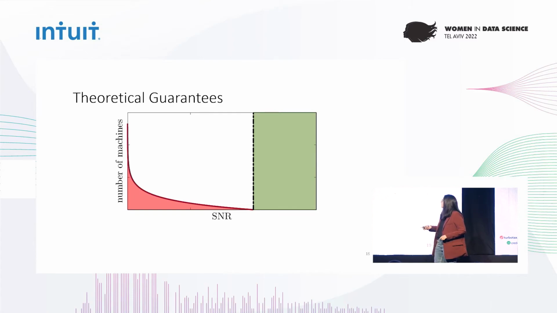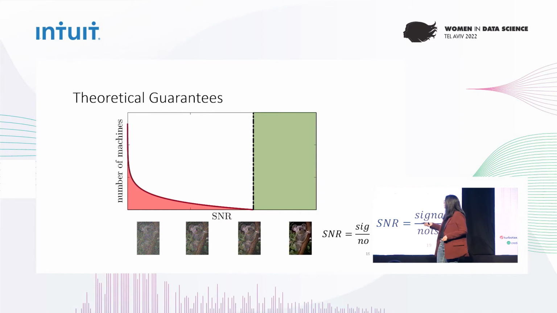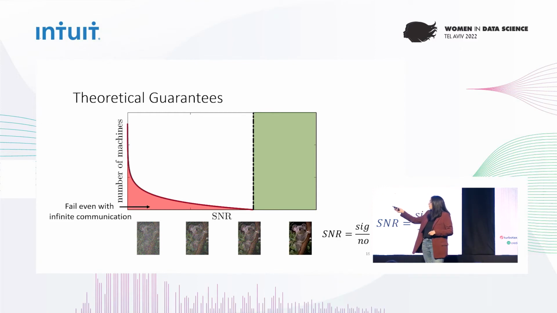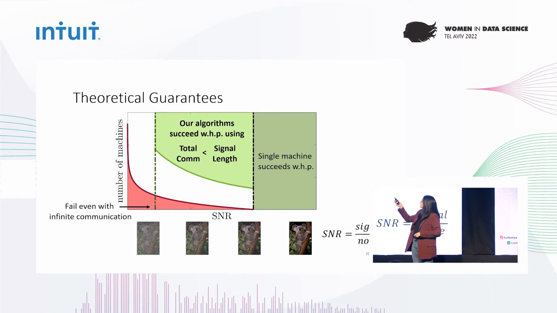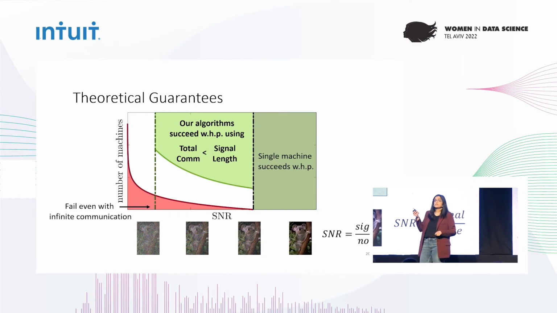So what we proved here is our theoretical guarantee. On the x-axis, you see the signal to noise ratio, the strength of the signal divided by the noise. As you go along this axis, the noise becomes smaller compared to the signal. On the y-axis, you see the number of machines. In this red area, you would fail even if you had infinite communication because the noise is simply too high. In this green area, even a single machine can succeed with high probability because the signal is really strong. What we proved is that our algorithm succeeds with high probability in a large range of SNR values, and the total communication is smaller than the signal length.